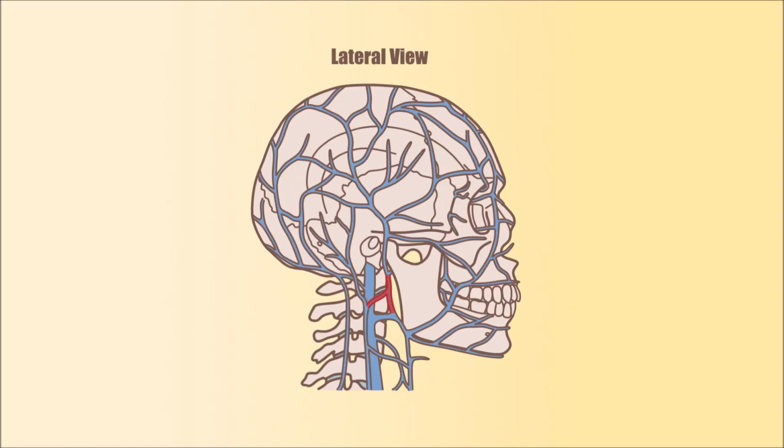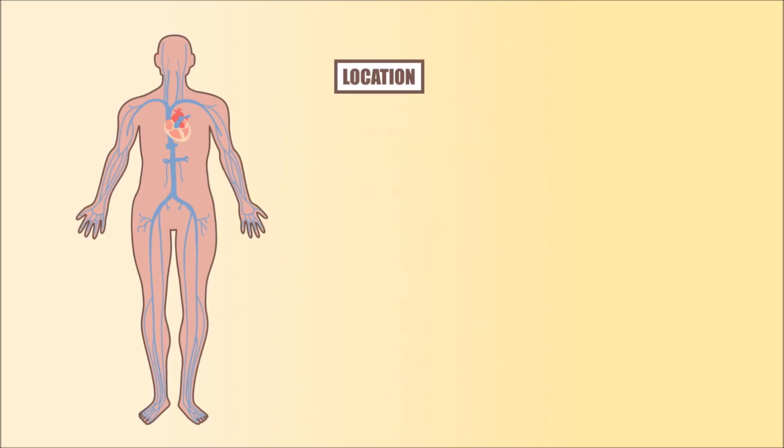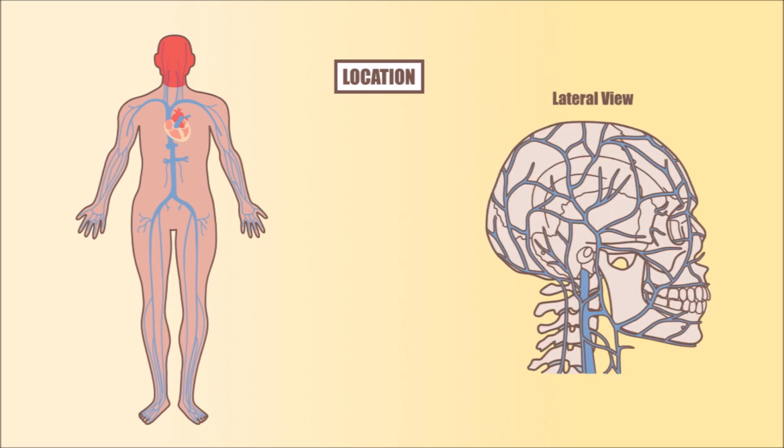In this video, we're going to go over the structure and function of the retromandibular vein. Firstly, where is this vein located? The retromandibular vein is located on each side of the neck and head. If we take a closer look at the veins on the right lateral view of the head and neck, we can see the right retromandibular vein highlighted in red.